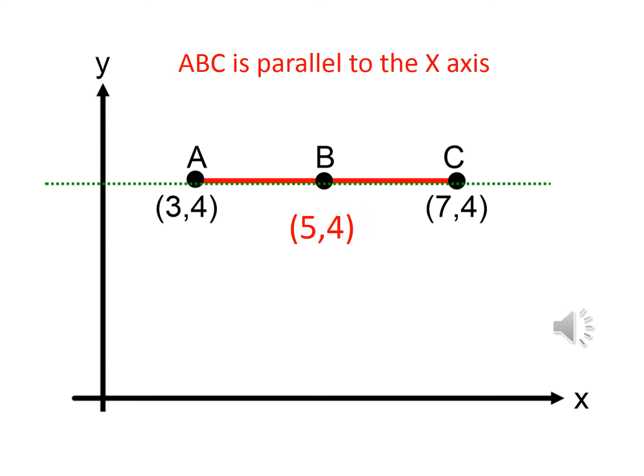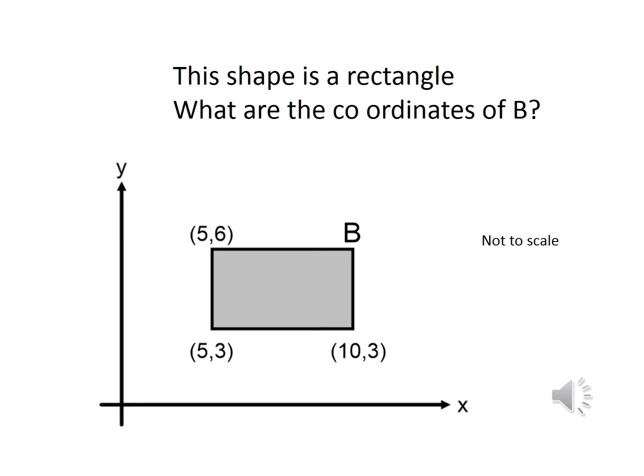So we've worked out from information we're given in the question and our understanding that the x coordinate comes first and the y coordinate comes second. We've used that information to work out that the coordinates for B are 5, 4. See if you can have a little go at this question using information that you've got in the question and the understanding that we've got so far about coordinates.